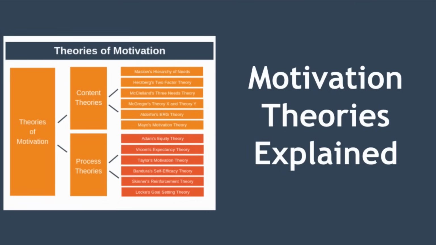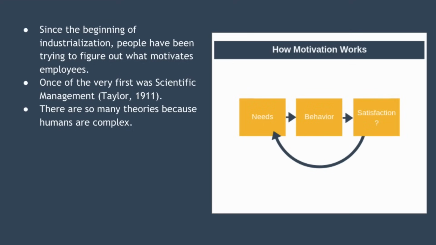Hello and welcome to today's lesson where we're looking at motivation theories. Since the beginning of industrialization and the advent of factories, people have been trying to figure out what motivates employees. Now, different people who've tried to figure this out have come up with different answers, resulting in many different theories of motivation. One of the very first theories was developed by Frederick Taylor in 1911, called scientific management.